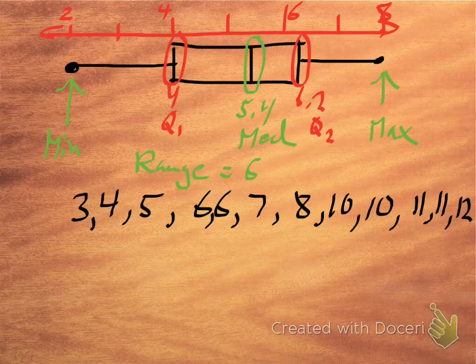So what you literally do is you take your big long list of data and you find the median. Then you look at the front half of the numbers and you find the median of those. That gives you the first quartile. You find the median of the second half of the numbers. That gives you the second quartile.